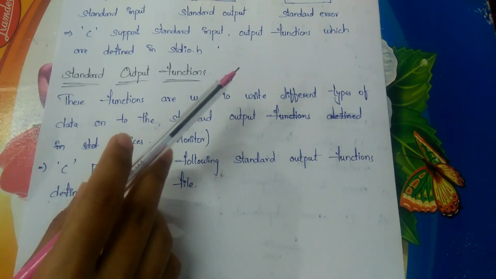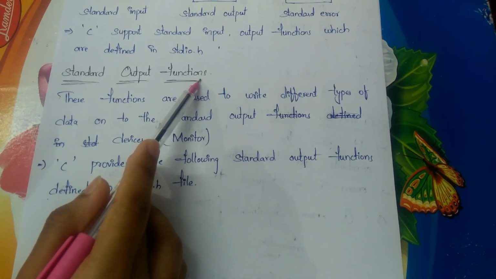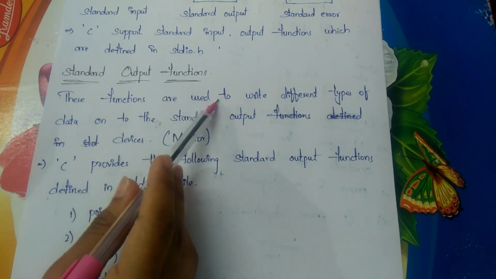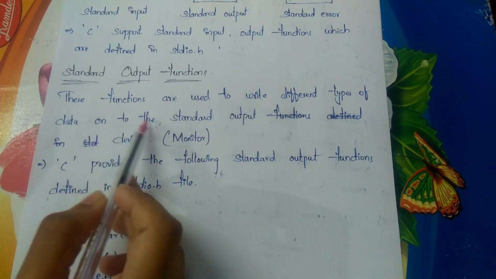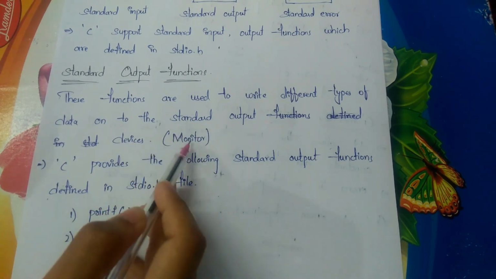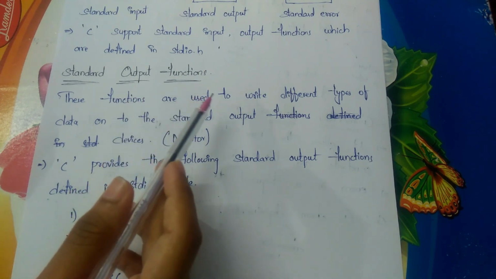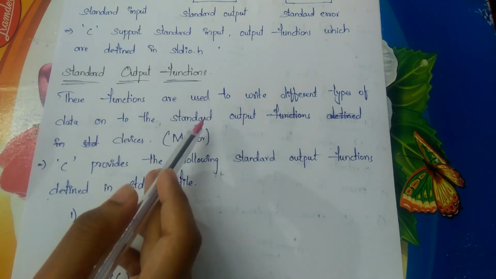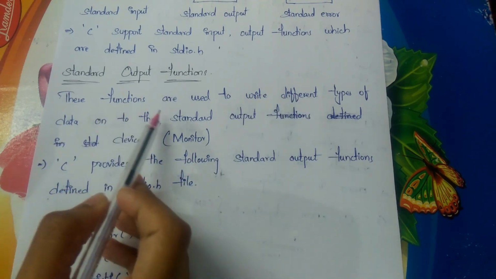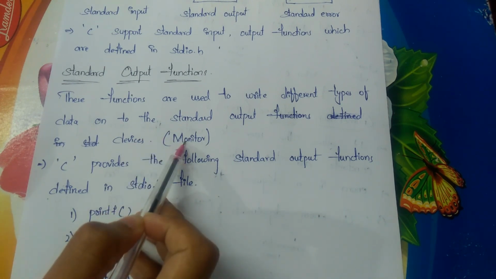So output functions are those with which we want to print on the output screen. These functions are used to write different types of data onto the standard output devices, output devices like the monitor. The functions are printf, putchar, fprintf, puts. These functions are used to write different types of data onto the standard output device. The best device is the monitor.